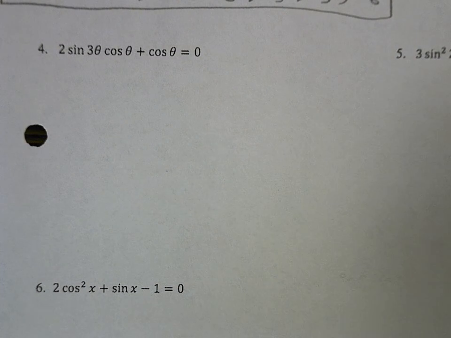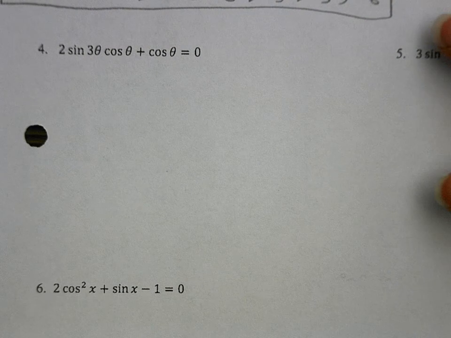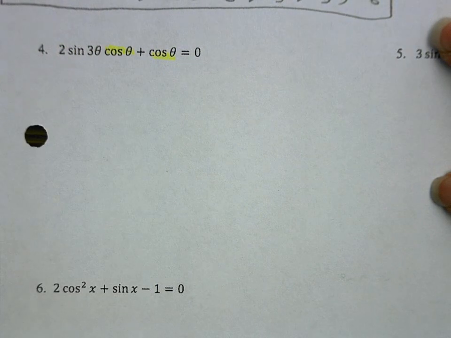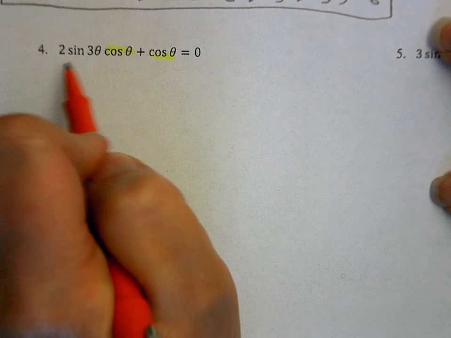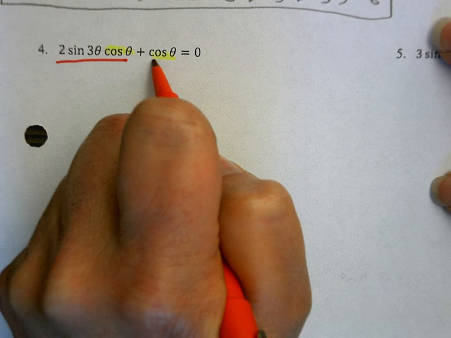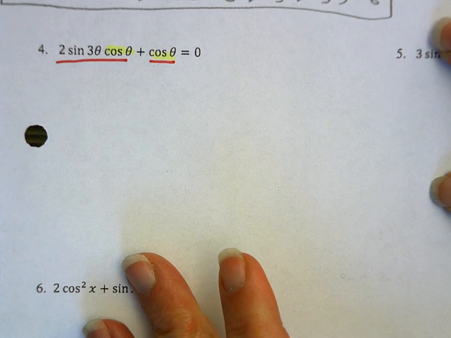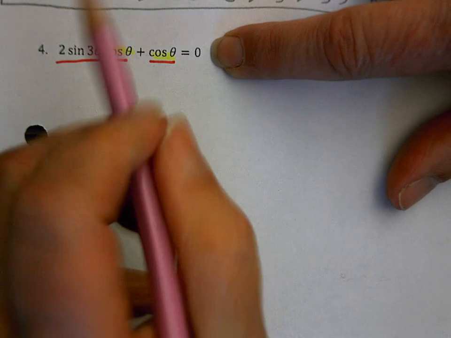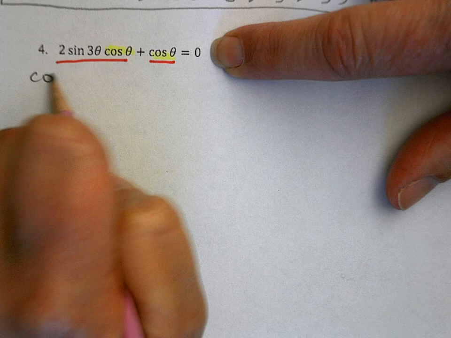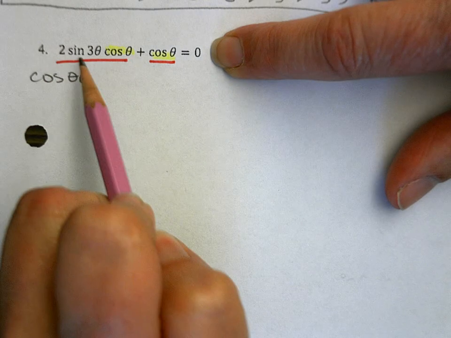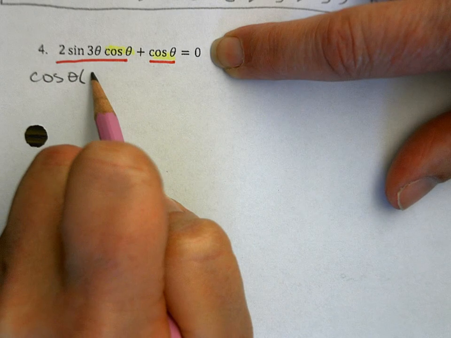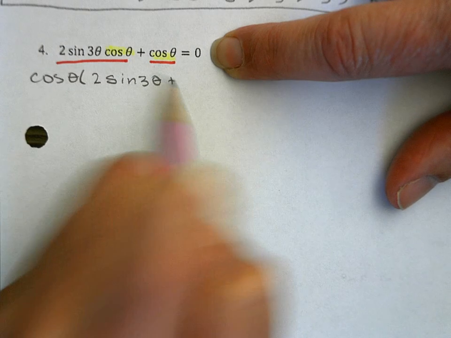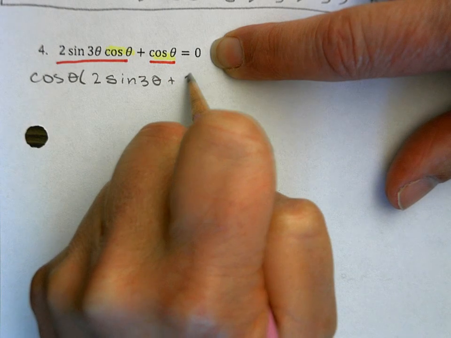So if I look here, I have a GCF. I have two terms and they both have a cosine in common, right? This is my first term separated by my second term with addition. So they both have a cosine in common, so that's what I want to factor out. I'm going to factor out a cosine of theta from both of these. When I divide cosine out of here, I'm left with 2 sine 3 theta. And when I divide a cosine out of here, I'm left with 1.